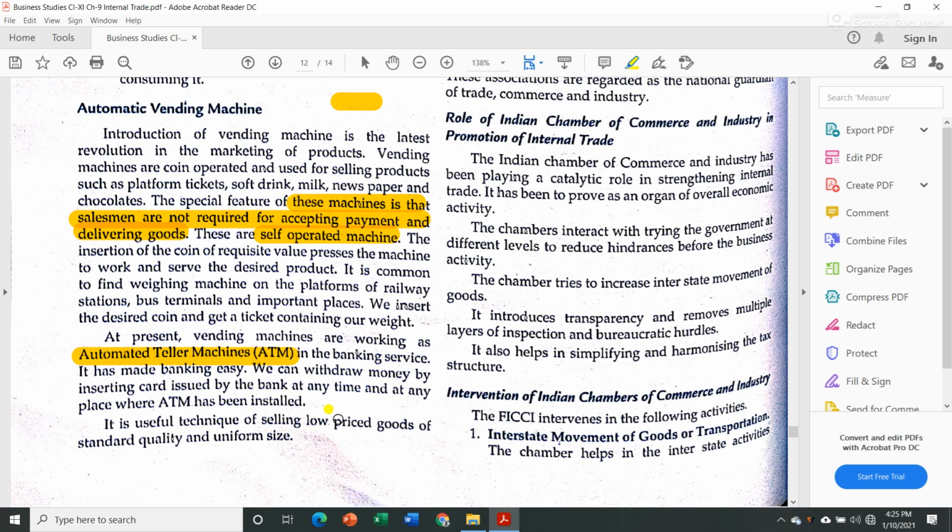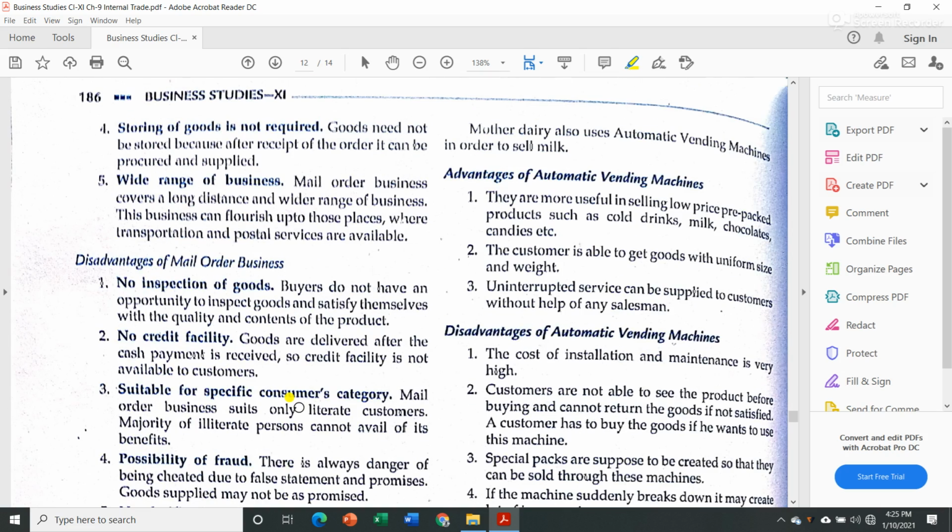It is a useful technique of selling low priced goods of standard quality and uniform size. Means through automatic vending machine you can sell goods which are very lowly priced, like a packet of chips, it will be hardly 10 or 20 rupees. Then milk, newspaper and all these things are very low priced goods, so these things you can sell through automatic vending machine. Mother Dairy also uses automatic vending machines in order to sell their milk.